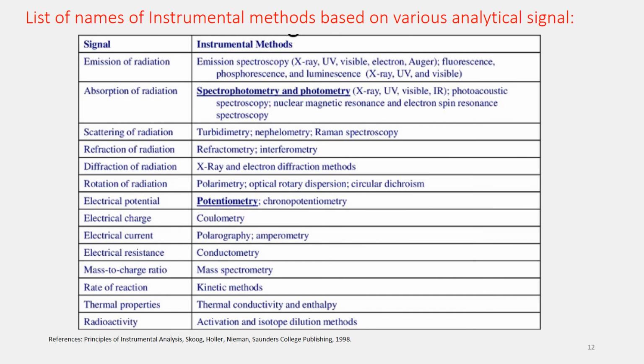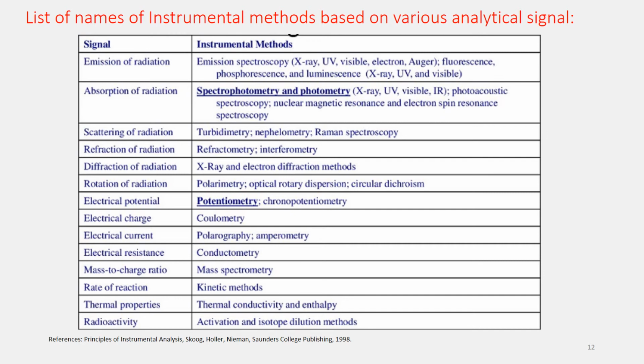In this table, in the first column we can see the signals. When the phenomenon is emission of radiation, the instrumental methods become fluorescence, phosphorescence, luminescence. When the signal is absorption of radiation, it becomes absorption spectroscopy, photometry, spectrophotometry. When it is scattering of radiation, it becomes Raman spectroscopy, nephelometry, turbidimetry.